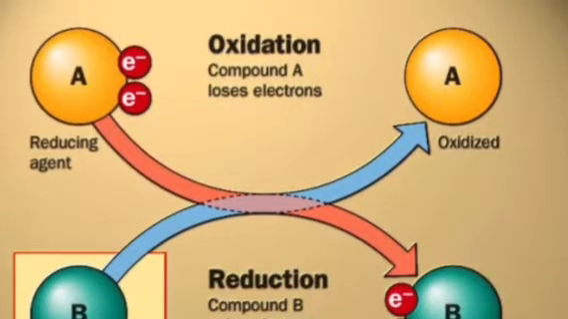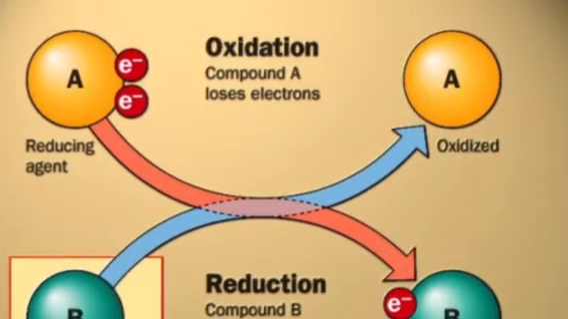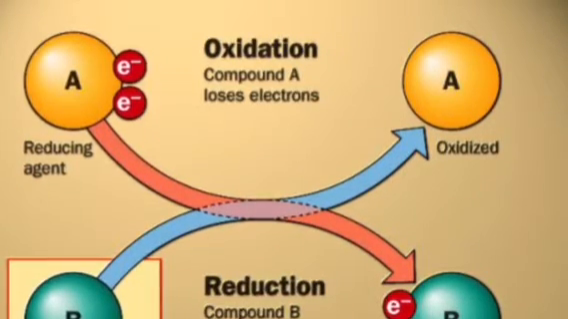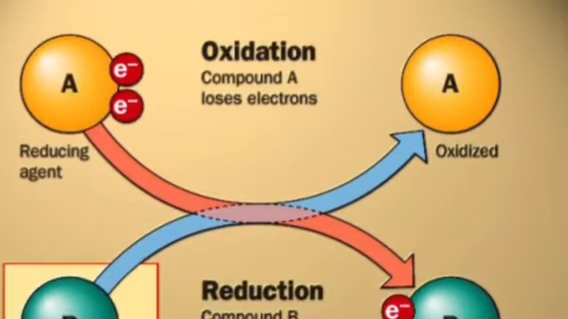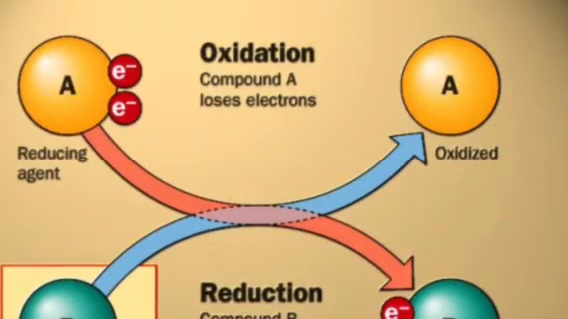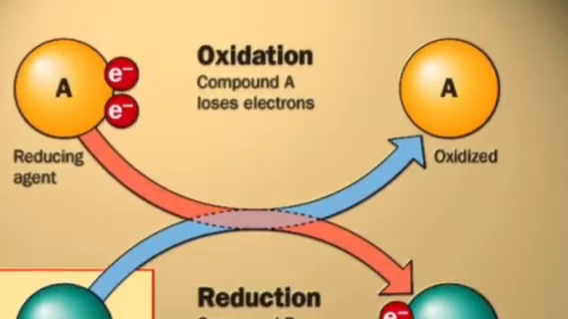The oxidation state of an element corresponds to the number of electrons that an atom loses, gains, or appears to use when joining with other atoms and compounds. Remember OIL RIG. Oxidation is loss and reduction is gain of electrons.